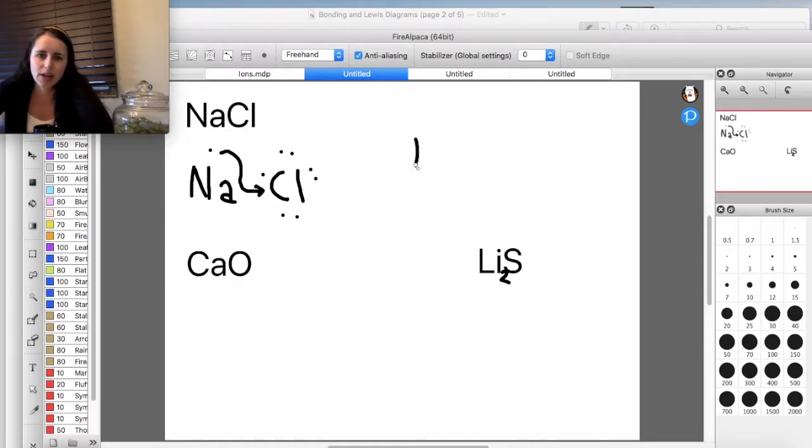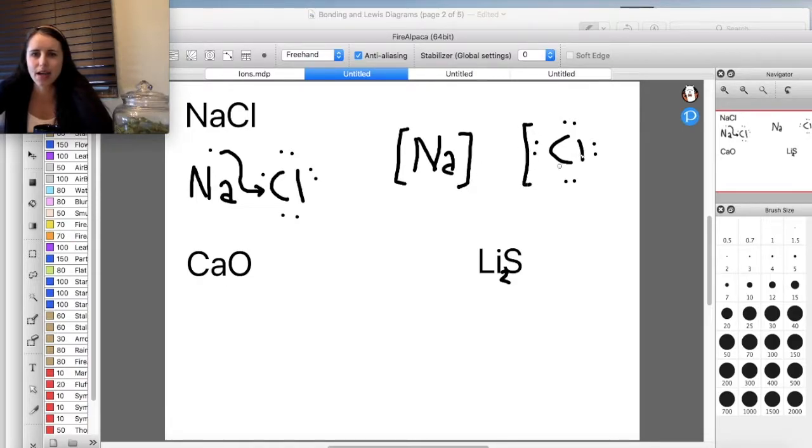So let's take a look at how you would actually draw this. How would you represent the compound sodium chloride? Well, sodium at the end of all this will have given up its electron, and chlorine at the end of all this will have gained the electron from sodium. By sodium giving up an electron, it's formed an ion, so we need to tell you that based on the square brackets, and chlorine has done the exact same thing.